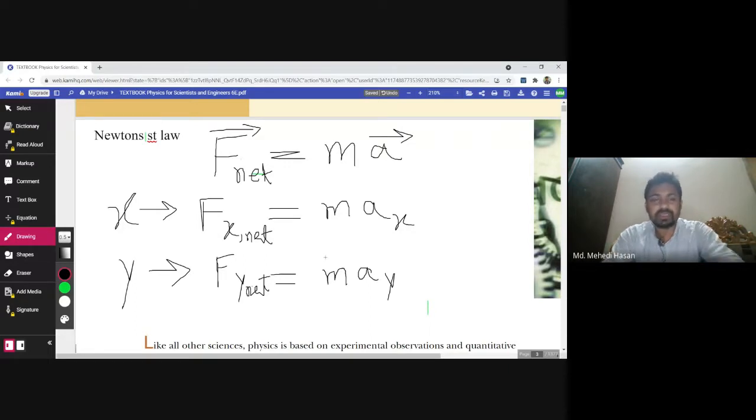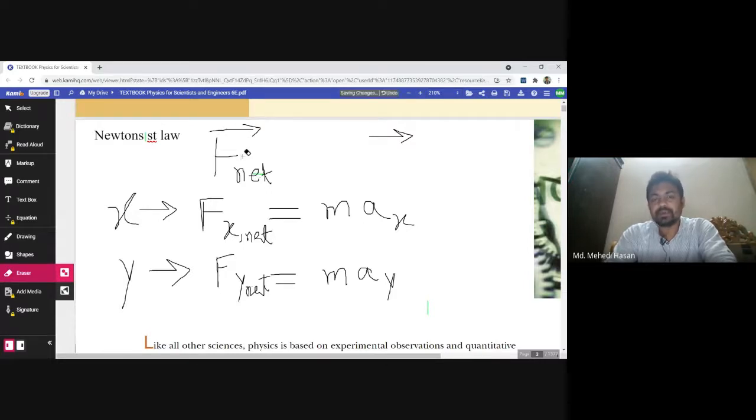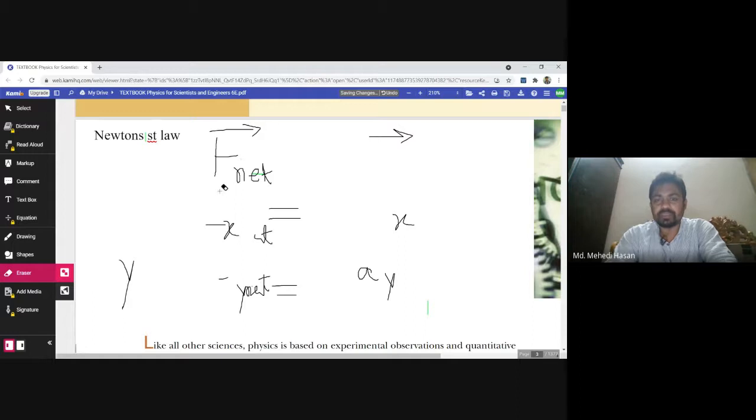Okay, so let's see how to draw the force free body diagram, the rules of the force free body diagram. The question will be like this: say a figure is given, in which more than one force is involved, the forces are given, and the mass of the object is also given. The first question will be to just draw the force free body diagram.